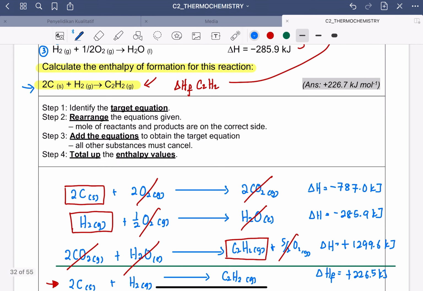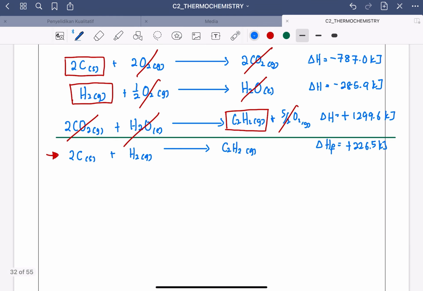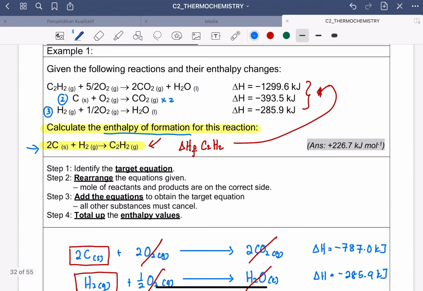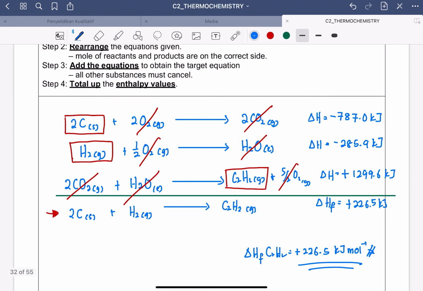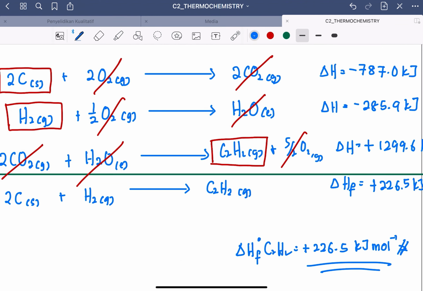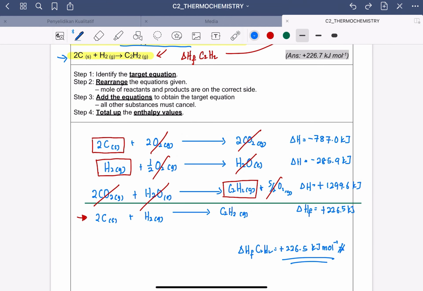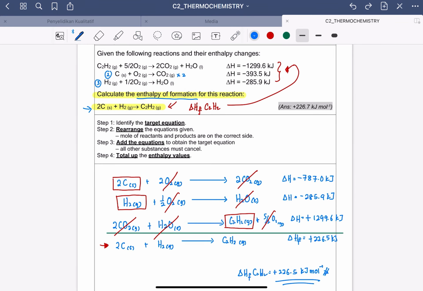Since the question is asking you for enthalpy of formation, therefore rewrite again: enthalpy of formation for C2H2 is positive 226.5 kilojoule per mole. Per mole is important. Okay, so is it a standard one? This is not standard, therefore we no need to add the note, because it is not at standard state. All right, so this is the first example.